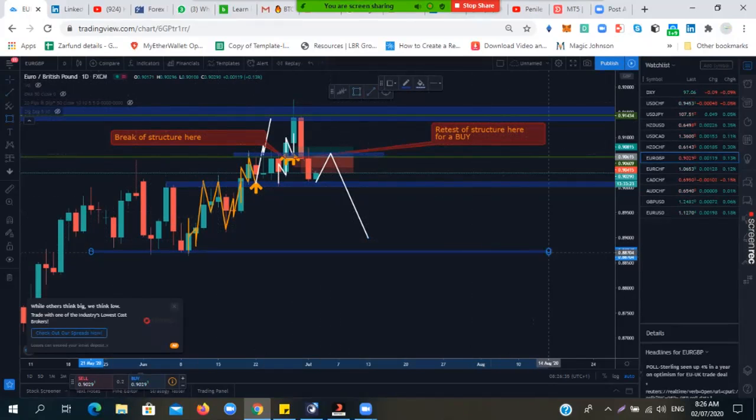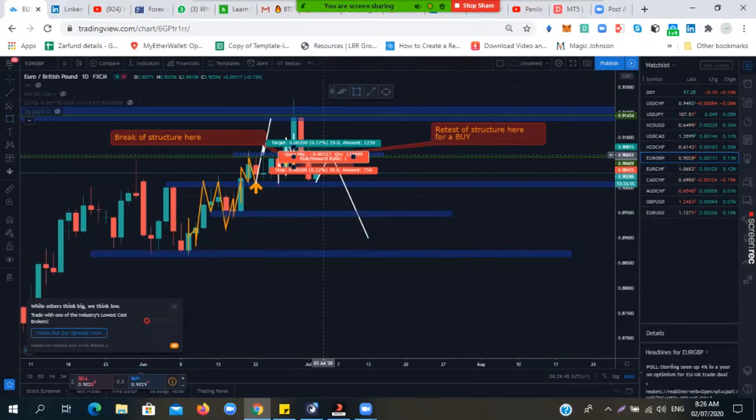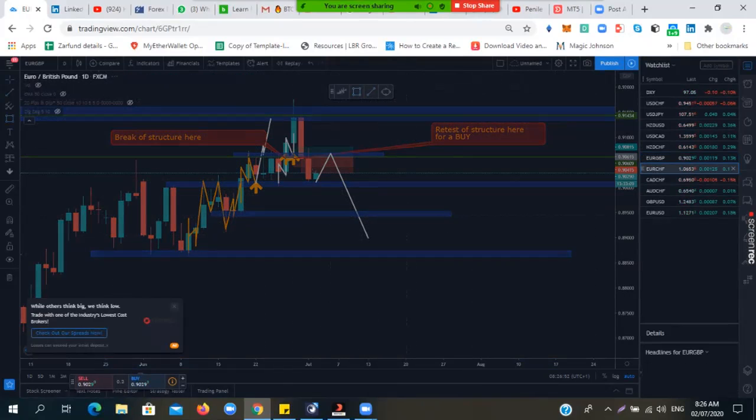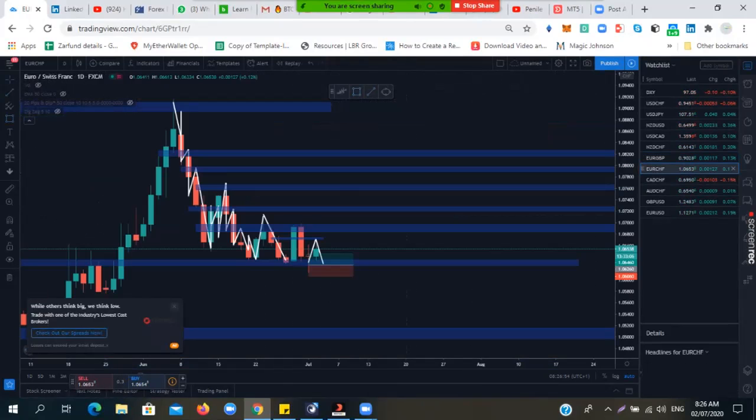This is a structure here. Of course, there's a structure here as well. Whatever happens, we're most likely going to see a break of this structure and a continuation to either this structure or this structure. So that's for EUR GBP.